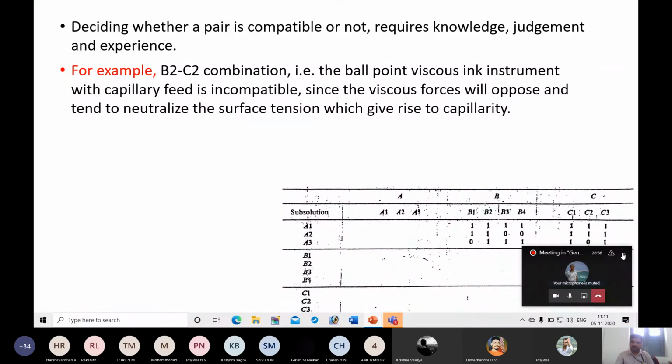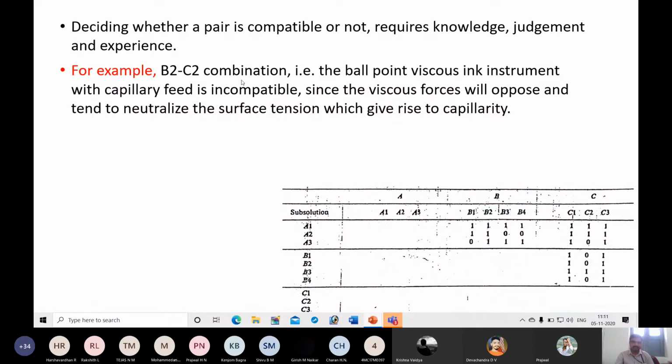You have to explain like this. Okay, so the B to C2 combination. This is one example of how we have to justify your choices. Okay, consider B2 and C2.